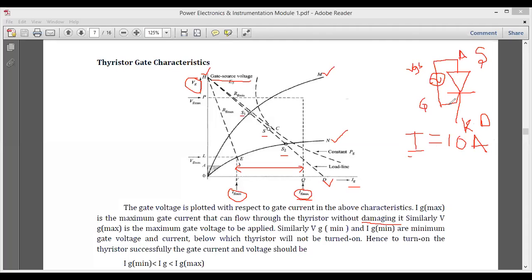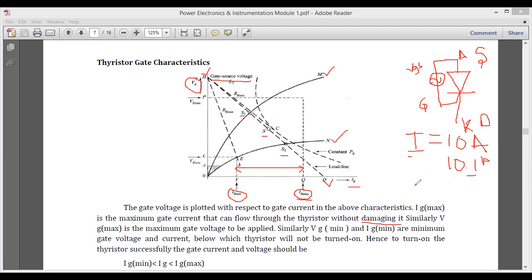The SCR can withstand that. If I increase it to something like 10.1 ampere, this 0.1 ampere will damage your SCR, because you are crossing the limits or the basic ratings recommended by the manufacturer. If you apply the voltage beyond the limits, it will damage your SCR. This is with respect to the current.